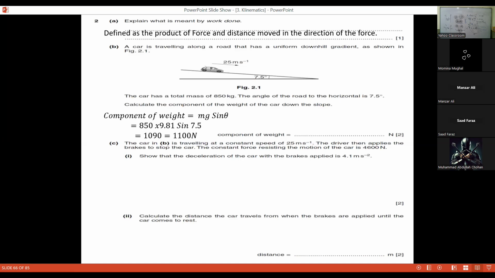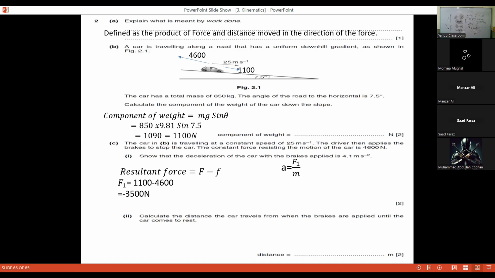The car is moving with a constant speed down the slope. Resistive force is 4600. Suddenly the brake force is being applied. That means backward force is 4600, forward force is the component down the slope, and the car is decelerating. So you have to find the value of the resultant force. Forward force minus backward force. Here it comes out to be 3500 and this will cause deceleration. 4600 will not only be there, but the component of weight is also there.